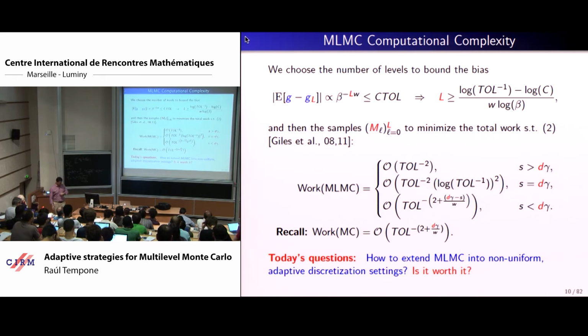So that is far for the introduction with the uniform methods. Now the question that we want to more or less touch upon is how to extend this multi-level Monte Carlo into non-uniform adaptive discretization settings and whether it's worth it. Okay? And there are several ideas to introduce non-uniform discretizations or stochastic levels, if you wish.